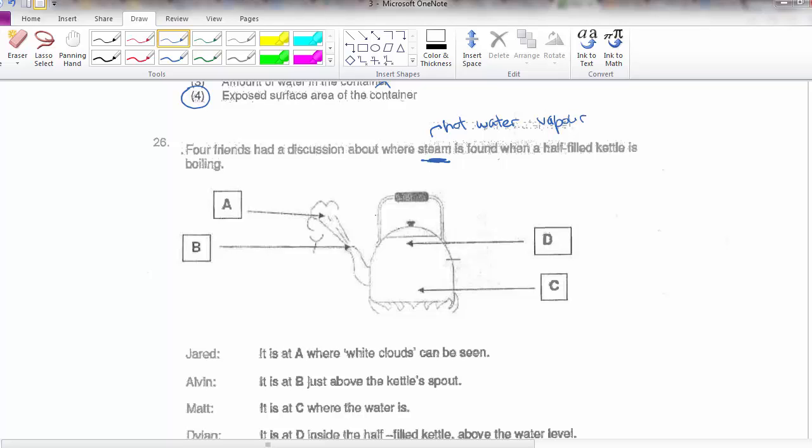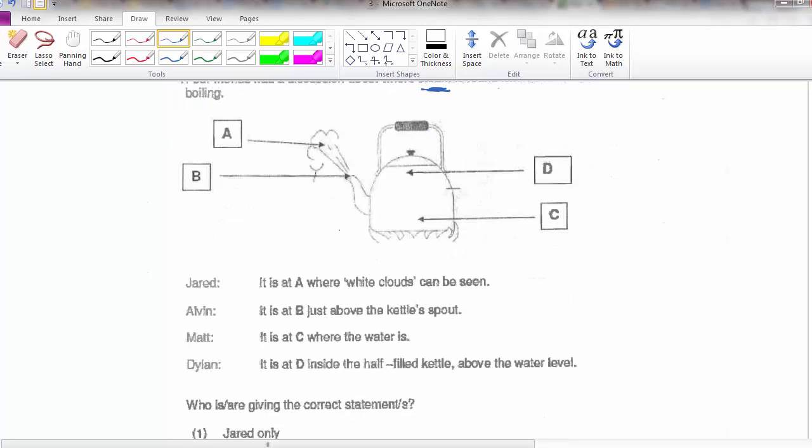Alright, it's not the clouds that you see here. These clouds, we call it cloud or mist or something else. But steam is basically hot water vapor. Alright, so which of the following statements is correct?